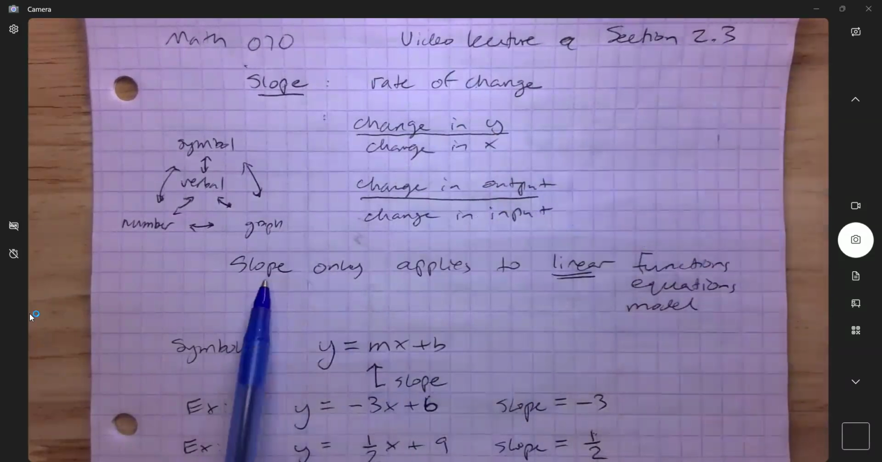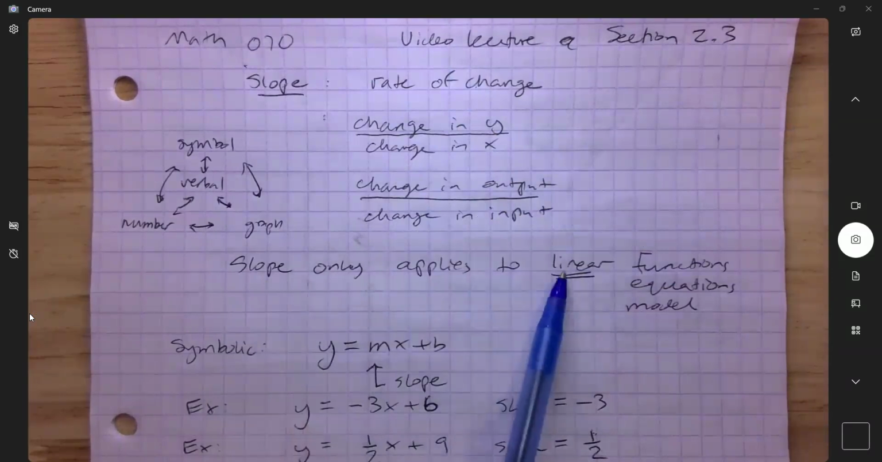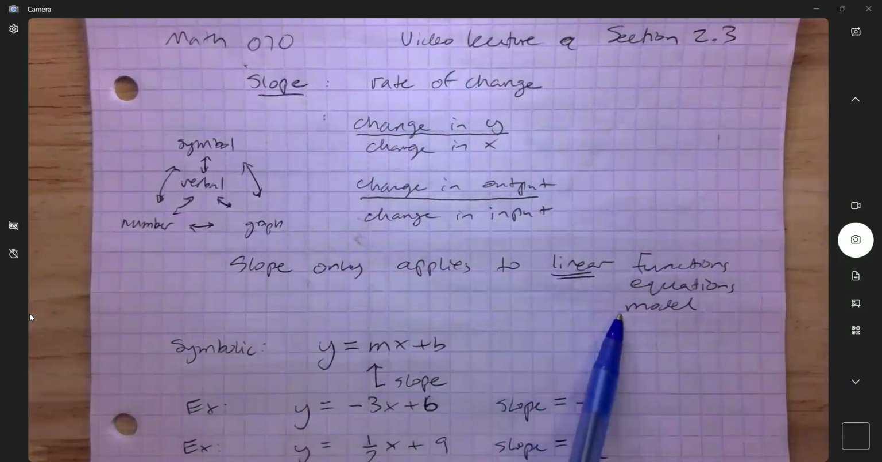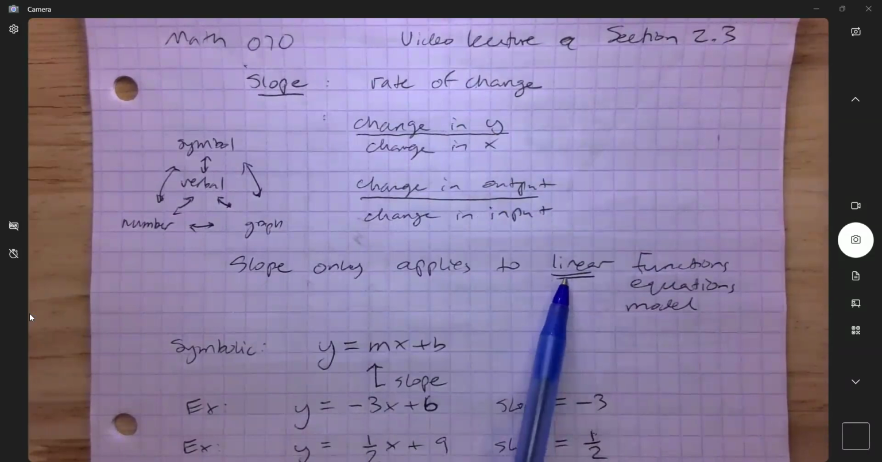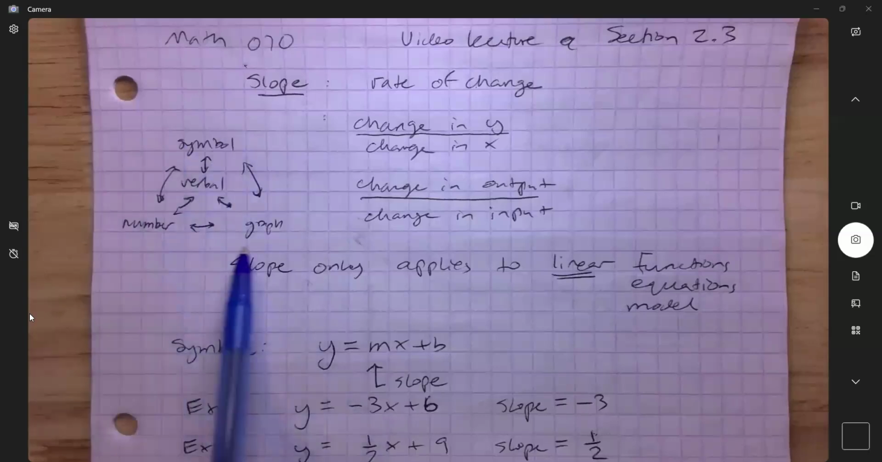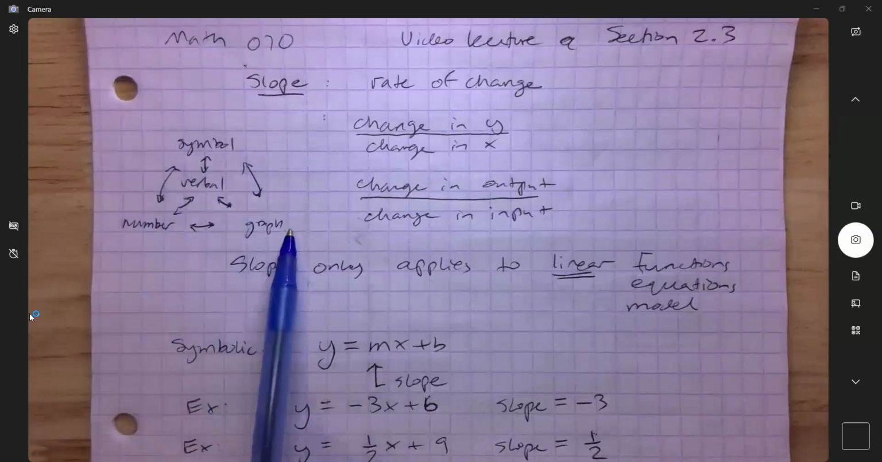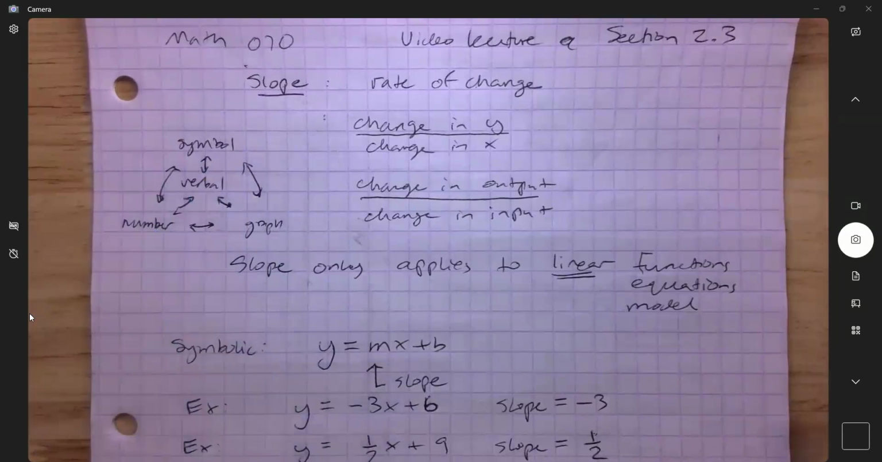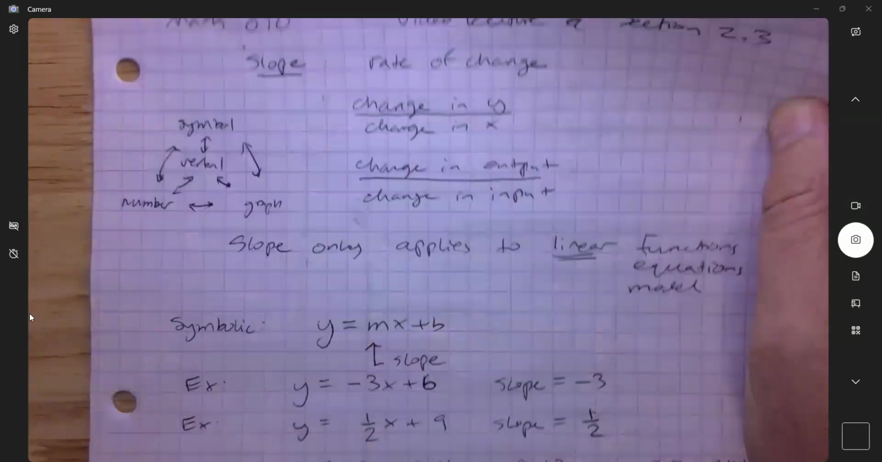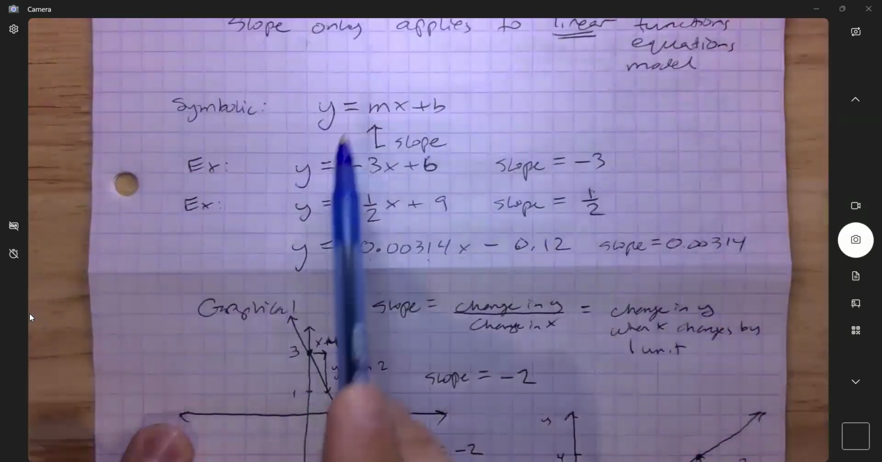And I want to point out that slope, as a mathematical idea, only applies to linear functions, equations, or models. So it's only functions or equations that describe lines. If the graph is not a line, then the graph does not have slope. And in this video, I'm going to talk through our four representations of mathematical ideas and talk about slope in each of those four. So let's start with symbolic.